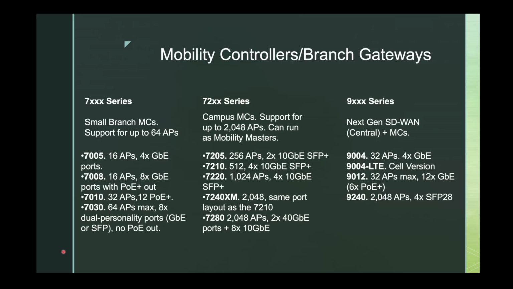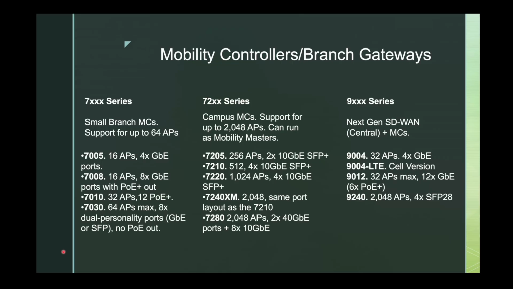Now, the 7200 series are also mobility controllers, but these are more meant for large campuses. These support up to 2048 APs, and these can also run in the Mobility Master mode. Now, what is a Mobility Master? A Mobility Master is essentially like a private cloud host. So if you're used to Unify, this might be referred to as a cloud key. If you're from the Cisco side, this is like a Catalyst Center.